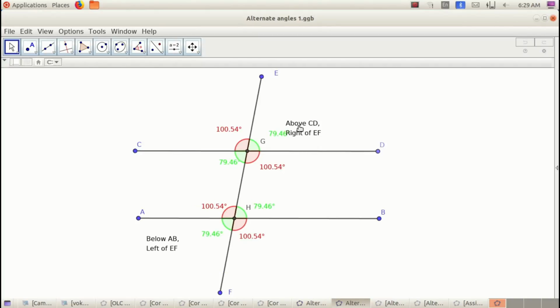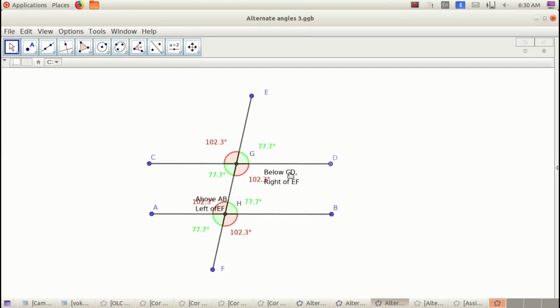Next, above parallel line. Above CD means above parallel line. Right of EF, right of crossing line. What is the opposite position? Below parallel line and left of crossing line. Left of EF and below AB. These 2 are in reverse position. And so here also the measurement is 79.46, 79.46. Okay. Next one.